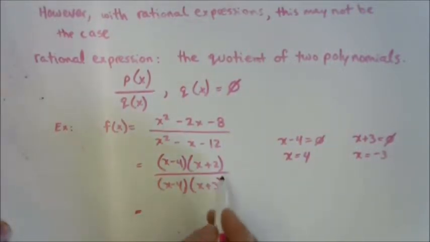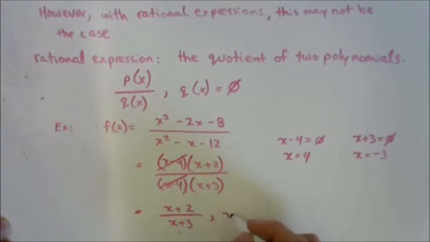So if we were going to reduce this, we can't just cancel these guys out. If we do that, we're not showing the second restriction on the domain. So what we need to do is write it in its simplified form of x plus 2 over x plus 3. And then right beside it, we need to note its restrictions. X can't equal negative 3, and x can't equal 4. Now, this is a proper simplified rational expression.